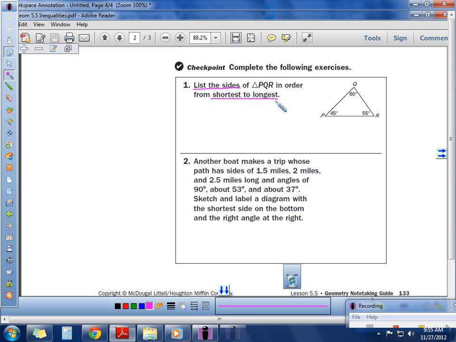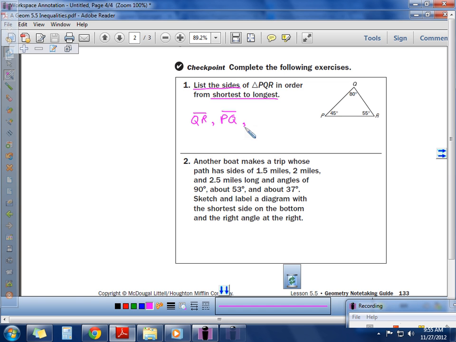I got to find the shortest side on this picture. Which one is the shortest side? QR. And how do I know it's QR? Because it's across from the 45. That's proving it's the shortest. QR is the shortest. I need the mid-sized one. So what's the mid-sized angle? 55 is the mid-sized angle, so go across from that. PQ is the mid-sized segment.